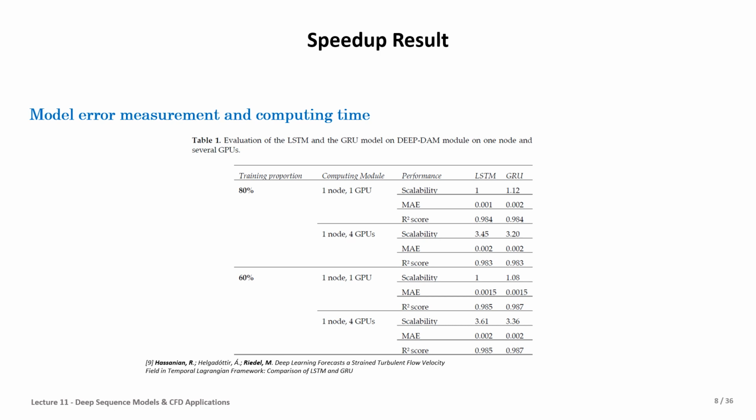Here we are presenting the difference in performance of these two models. As we said, we use training with 80% and 60%. However, for the computing, we use different categories. One time we use one node with one GPU, and in another setup we use one node with 4 GPUs. For the 80%, we can see the scalability of the GRU is higher than the LSTM.